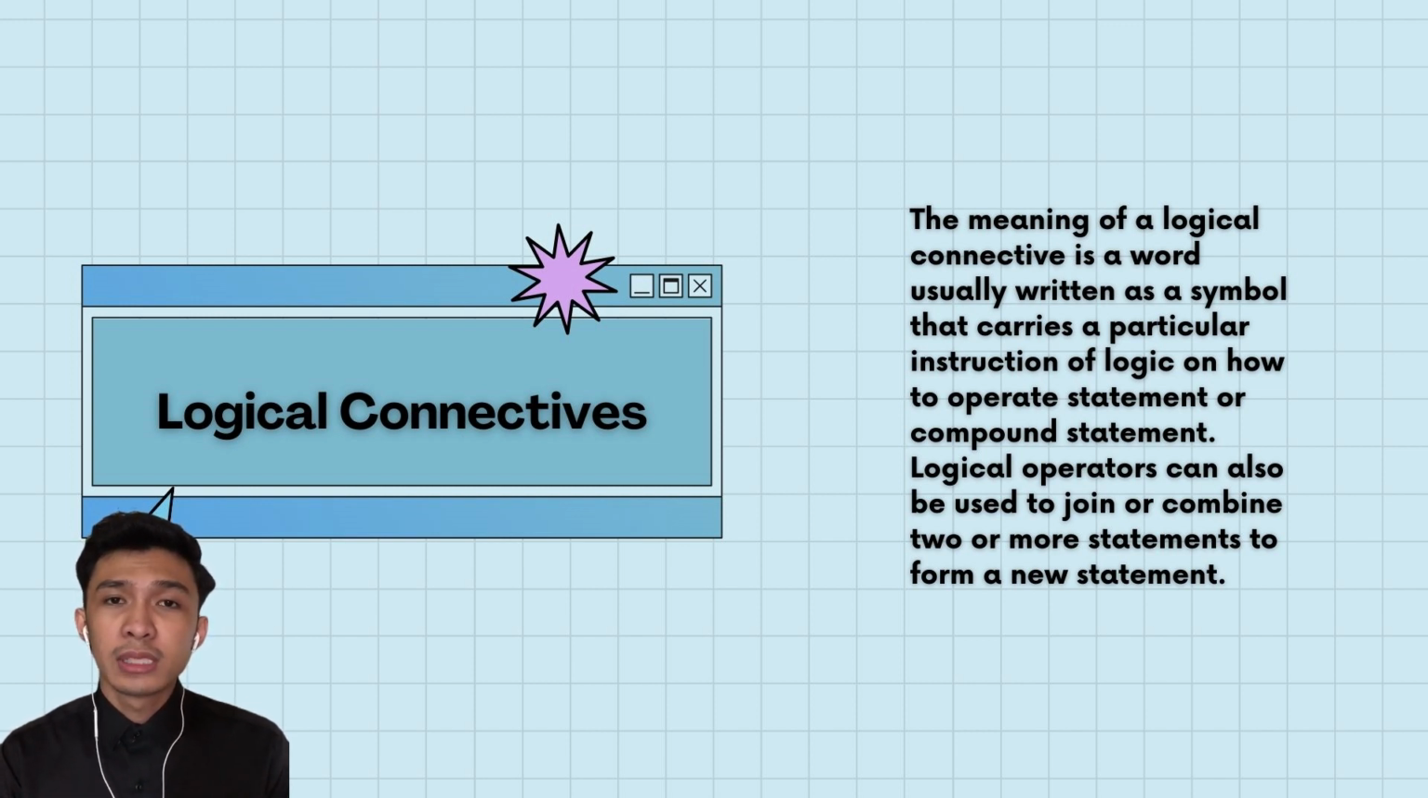For this part I will explain the concept or the definition of logical connective. Basically, a logical connective, like I said, is a word usually written as a symbol that carries a particular instruction of logic on how to operate a statement or compound statement. So a logical operator can also be used to join or combine two or more statements to form a new statement. I think that's it from my part. I hope the viewers, especially my lecturer, can understand the definitions I was explaining just now. So I will pass this presentation.